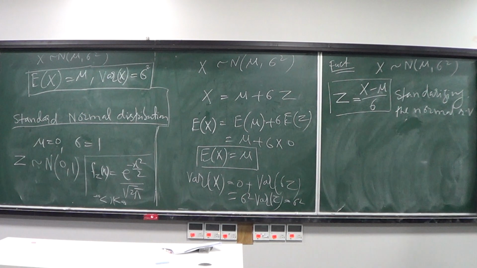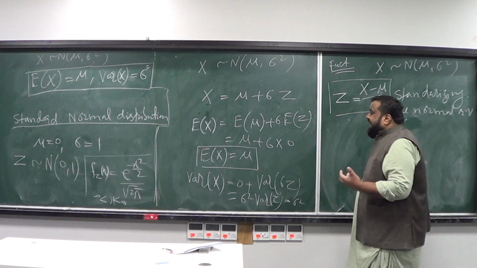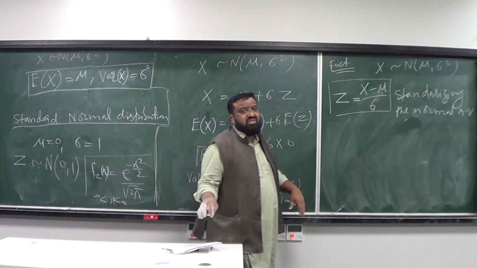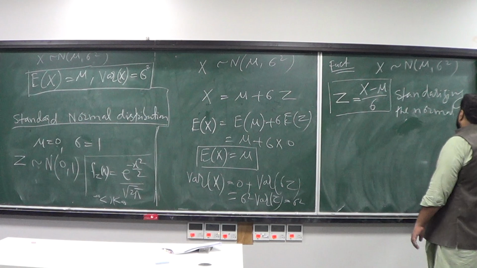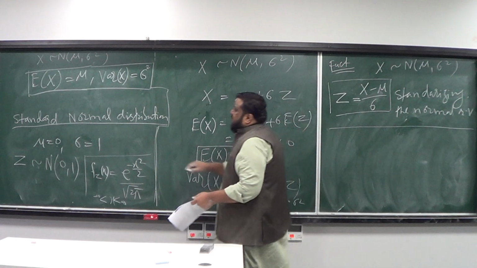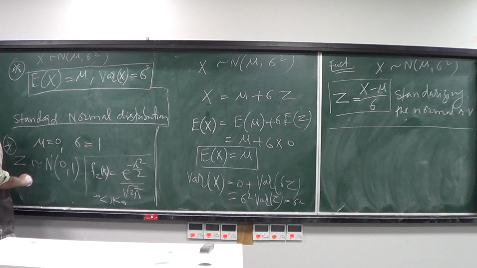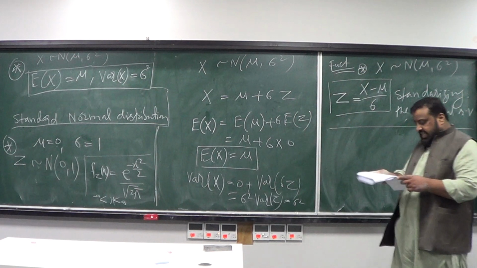You want to standardize a normal random variable? Just subtract the mean and divide by sigma. And why do you want to standardize it? We will show in a minute that it is very easy to do calculations with the standard normal random variable. So this is another important fact, a star thing that you have to keep in your head.